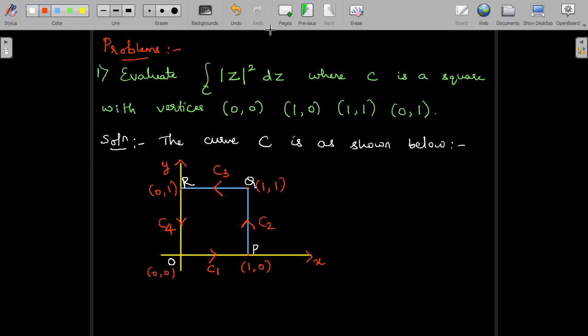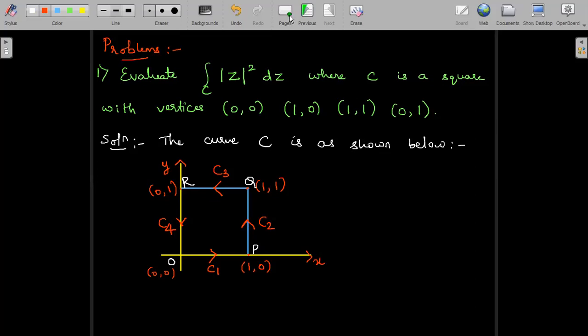How can I represent mod z the whole square? It is integral over C1 mod z whole square dz plus integral over C2 mod z whole square dz plus integral over C3 mod z whole square dz, then integral over C4 mod z whole square dz. Okay, so like that we can integrate and obtain for each line segment. The sum of all these 4 curves gives us the evaluation of the given curve over the square.